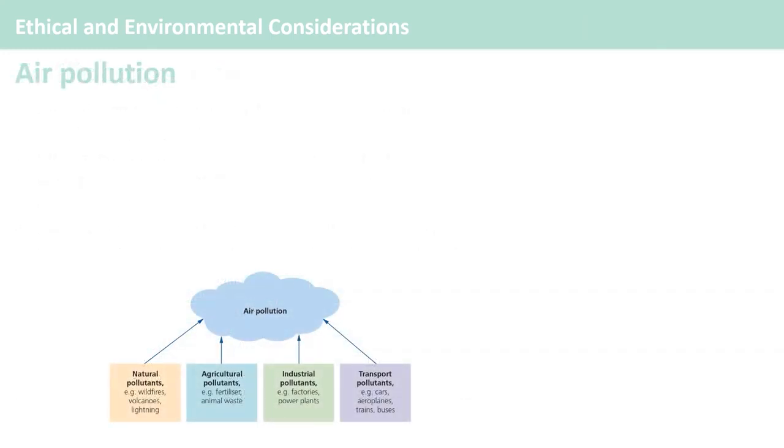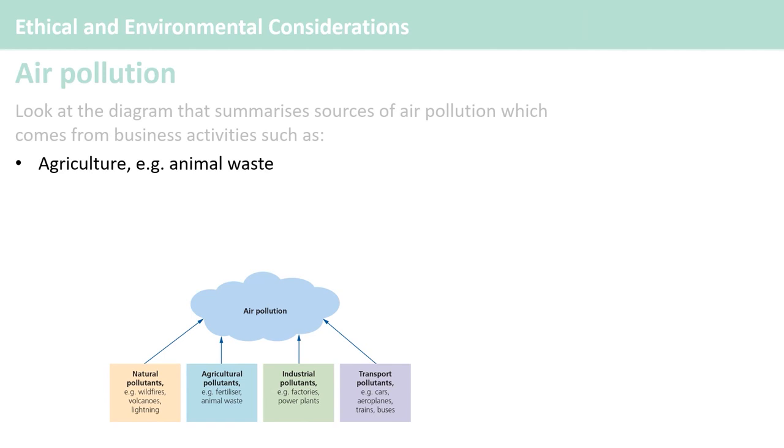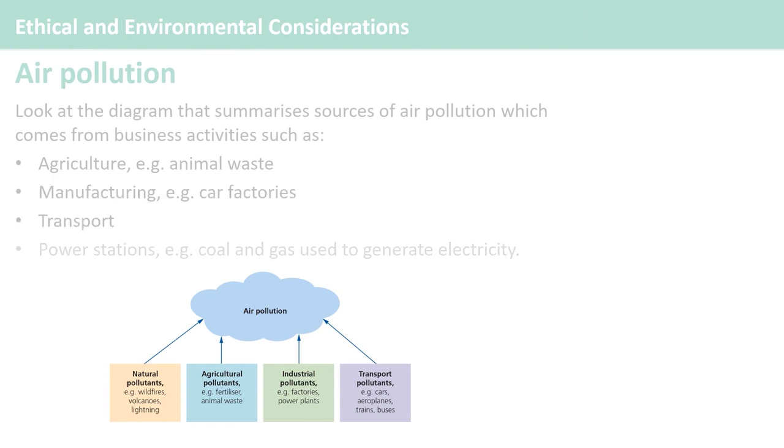Air pollution. Look at the diagram that summarises sources of air pollution which come from business, such as agriculture, for example animal waste; manufacturing, for example car factories; transport; and power stations, for example coal and gas used to generate electricity.